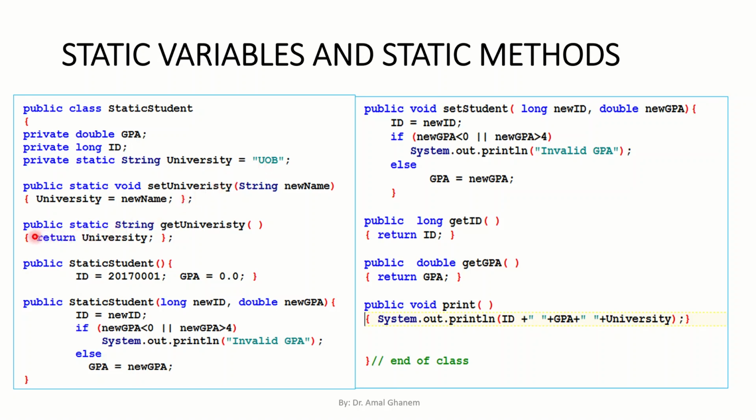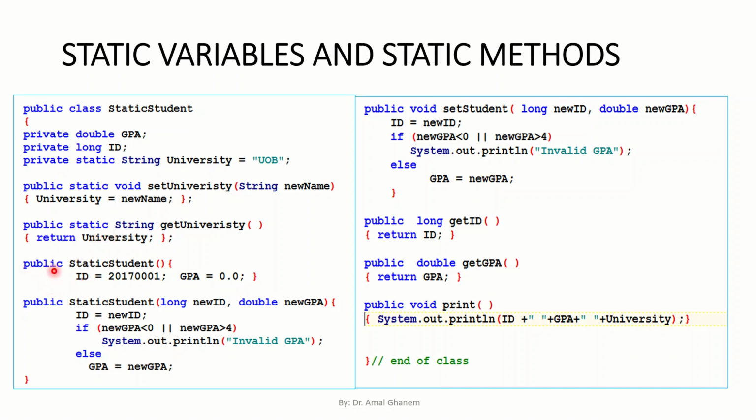We have another static method, public static string getUniversity. As a get method, it will return the university. So whatever the value we have, it will return it. Again, we have static. It means this is a static method.